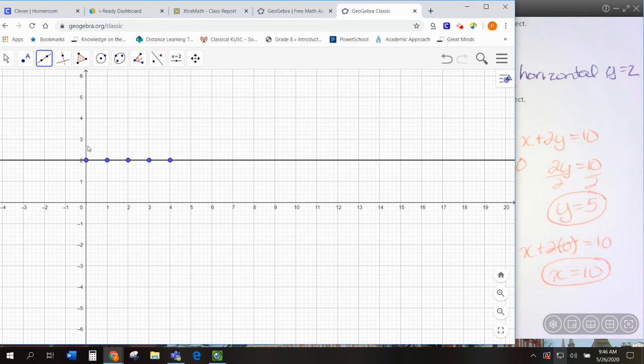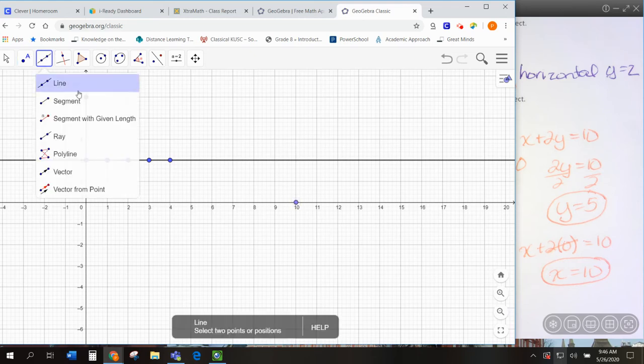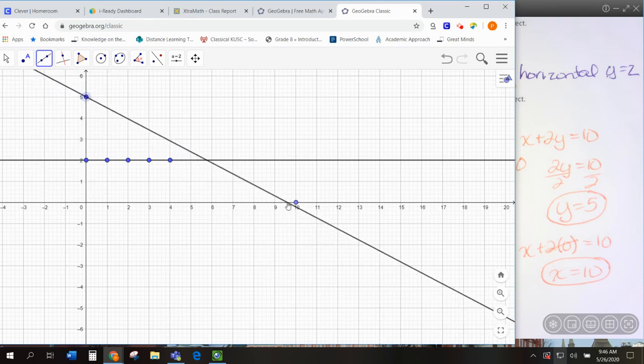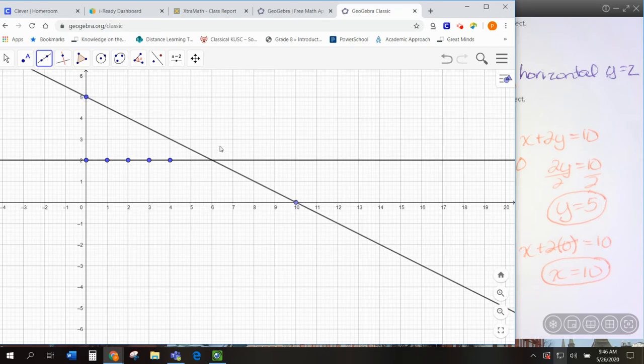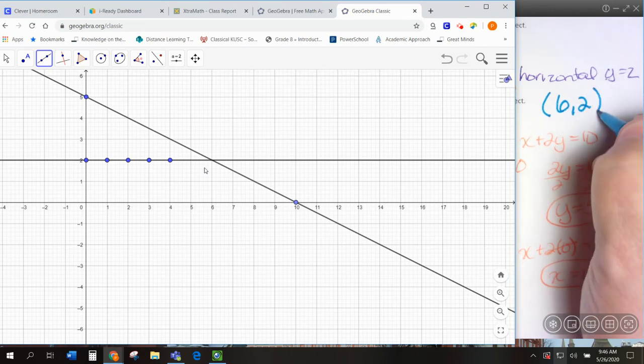Now for our next line, our y-intercept is 5 and our x-intercept is 10. Let's do a line between these. And where does this cross? Crosses right here. And the coordinate points for this are 6, 2. So we're going to say that the solution for number 3 is 6, 2.